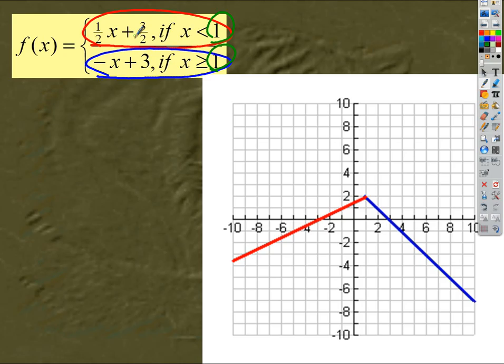Okay, go ahead. Question. I was just going to ask, you know how one slope is positive, one slope is negative?